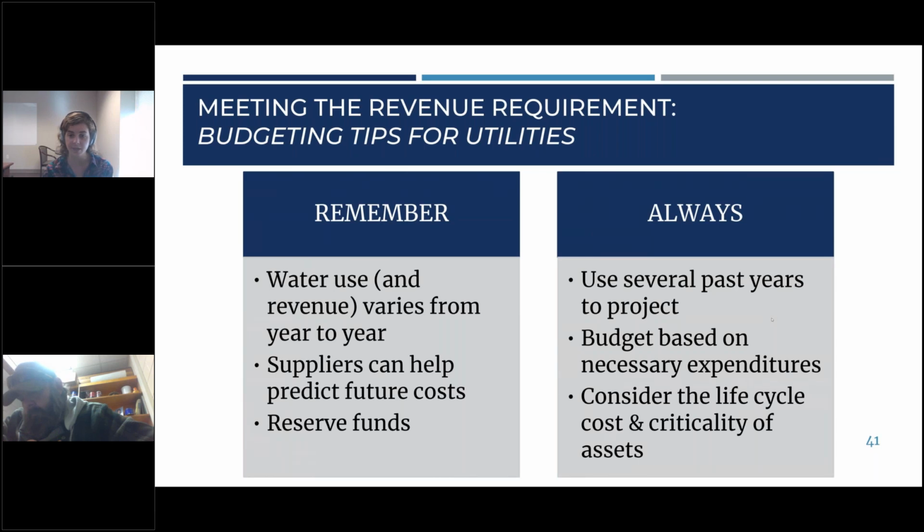I just mentioned that. Budgeting based on necessary expenditures, and then also considering the life cycle cost and criticality of your assets. So this again goes back to asset management and asset management plans, but thinking about the total cost of the asset over its life, as well as how important it is. What is the risk if that asset fails, and what is the probability that it's going to fail? And using that as a planning requirement for where you're setting aside your funds.